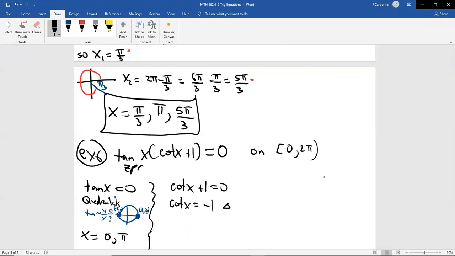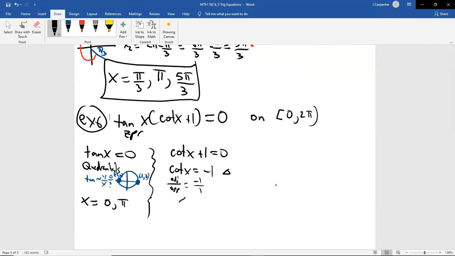So tangent is opposite over adjacent, so cotangent is adjacent over opposite. That has to be -1 over 1. Well, let's not focus on the negative for now. If you got your little triangle, that just says the adjacent needs to be a 1, the opposite needs to be a 1. Well, that's the 1, 1, square root of 2 triangle, which makes this pi over 4 for our reference angle. But it's a negative, so this is just a reference angle. We need to put that in the appropriate quadrant.